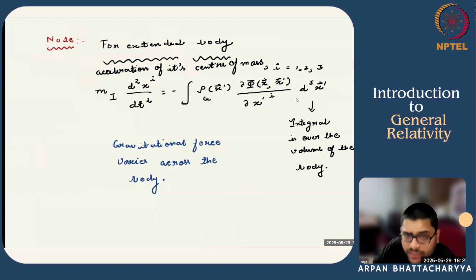Note that for an extended body accelerating in a gravitational field over a certain region, the acceleration of its center of mass is given by this. Again, this side comes from Newton's second law, and this side comes from Newton's law of gravity. So rho_g is the gravitational mass density of this extended object, and this integration over x prime is over the whole volume of the body.